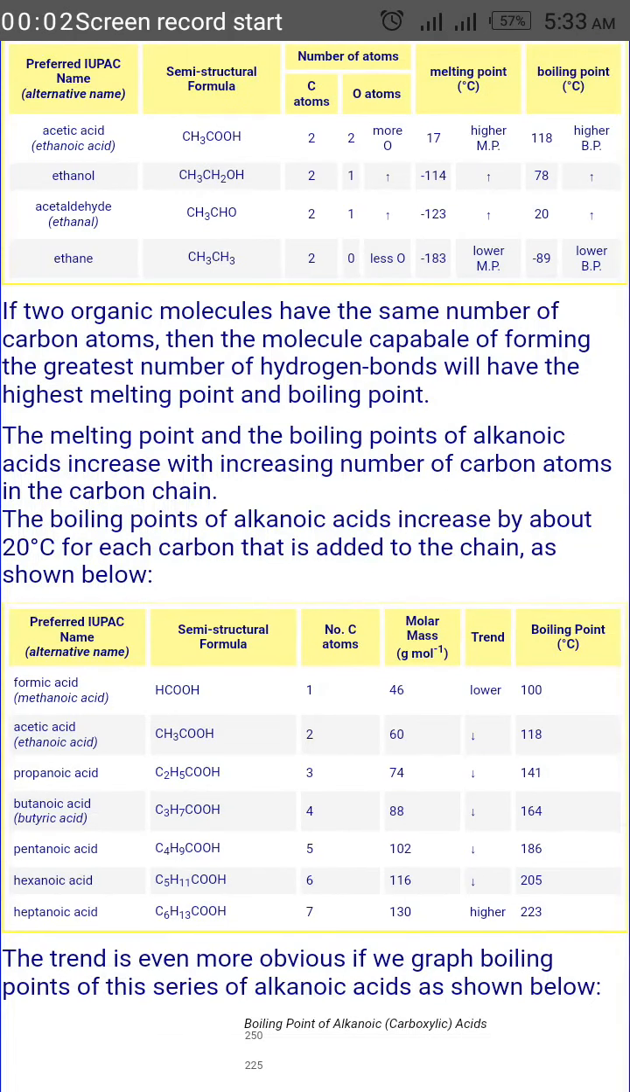Likewise, it happens to alkanol. The melting point and boiling point of alkanoic acid increase with increasing number of carbon atoms in the carbon-carbon chain. And one thing about alkanoic acids is that the boiling point increases by about 20 degrees centigrade for each carbon atom that is added to the carbon-carbon chain.